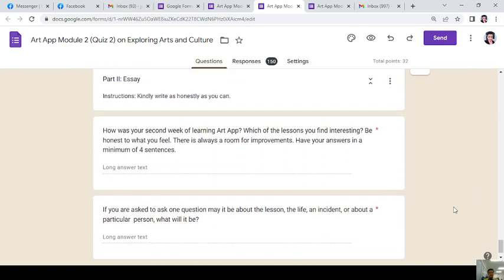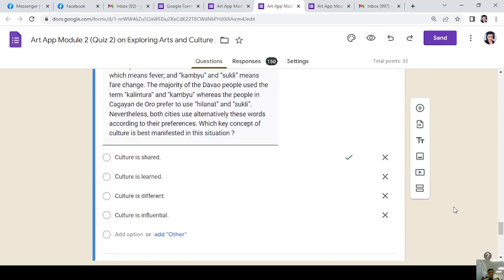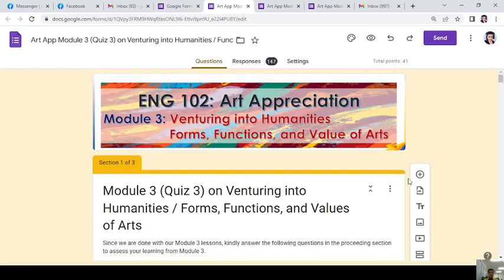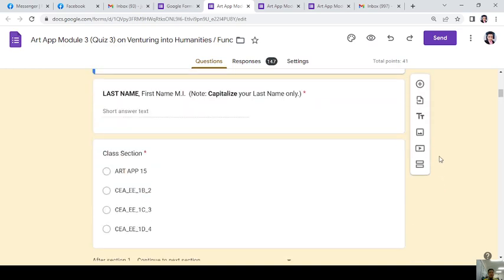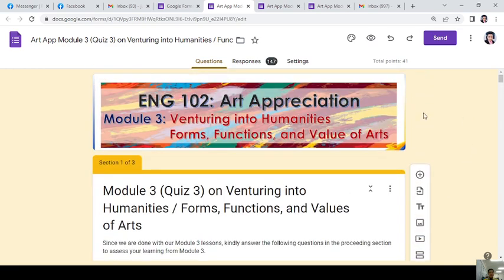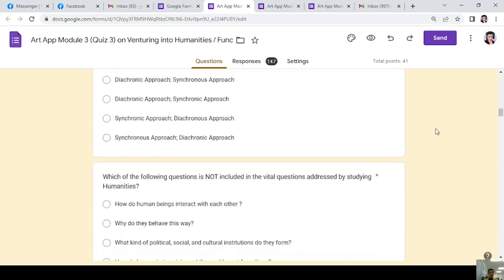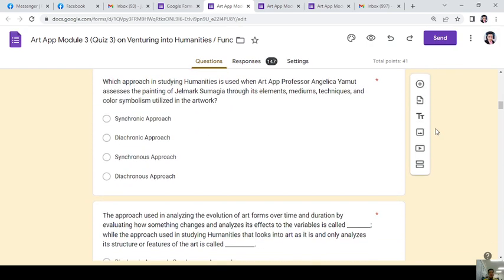Next. Okay, so that ends our Art Appreciation Module 2 quiz. Rationalization. Next one. Let's move on here. Okay, so we are now in Module 3, venturing into humanities. Alright, let's try to read and answer.